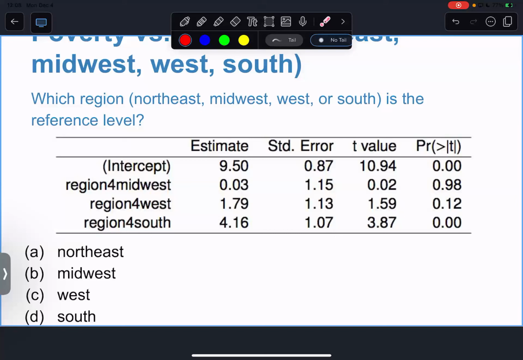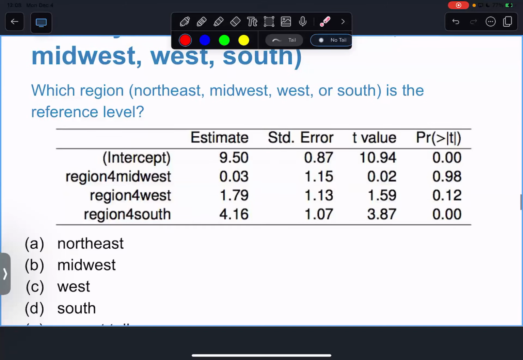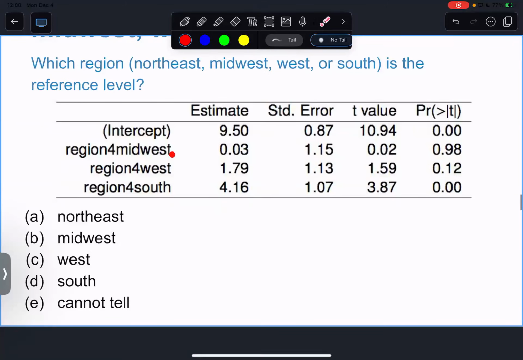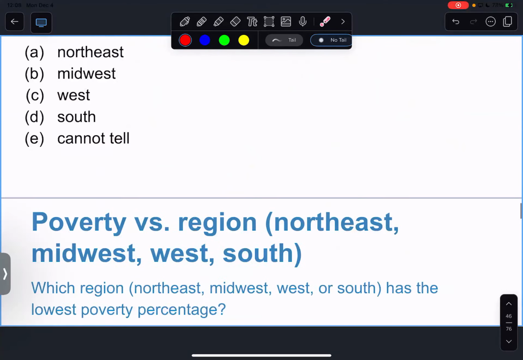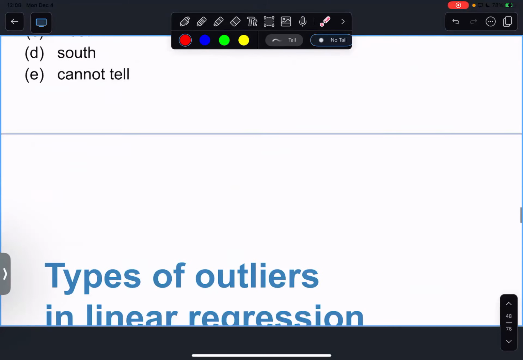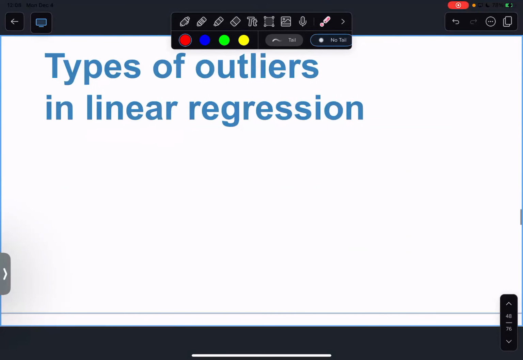Again, many different dummy variables, right? Either Midwest is on, West is on, or South is on, but not all of them at the same time. But you always have to have a reference level.